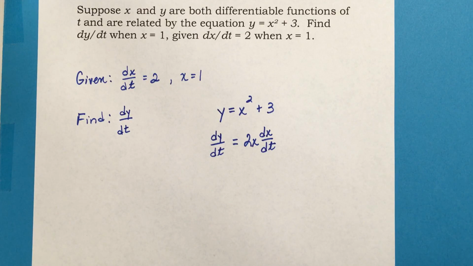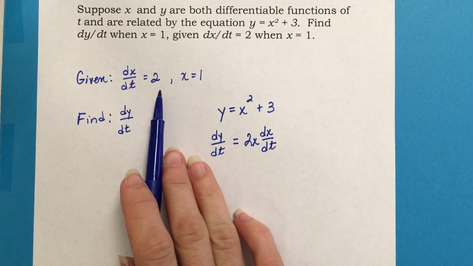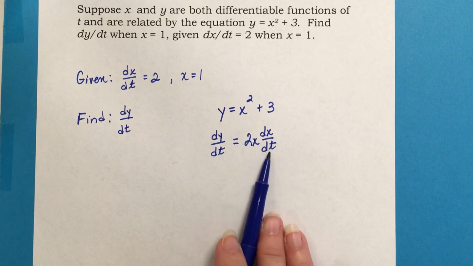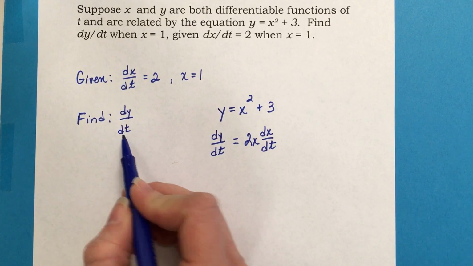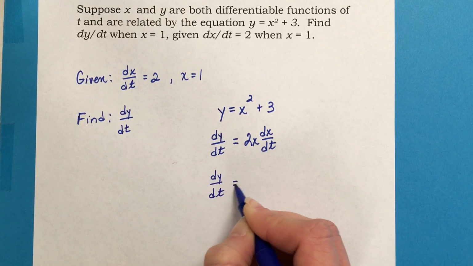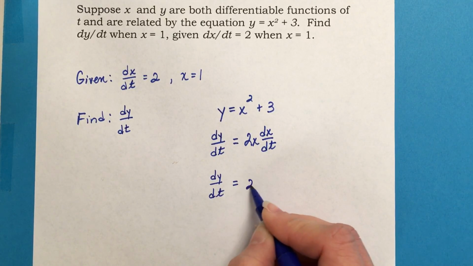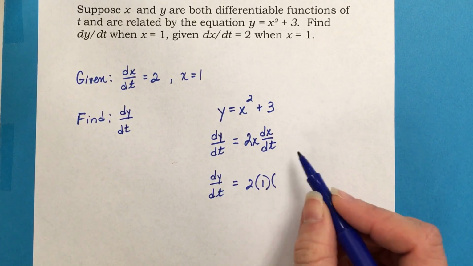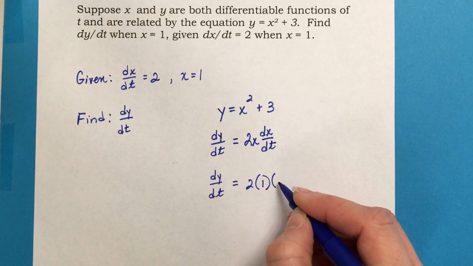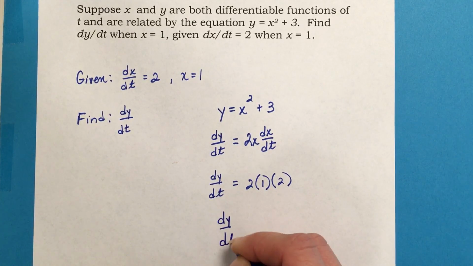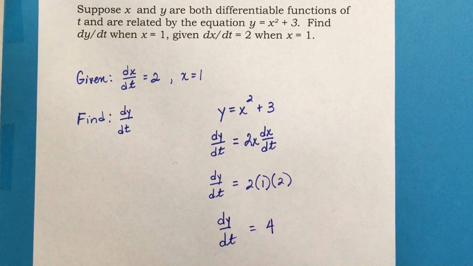Step 4 is to substitute in all known values. So we know that dx dt is 2 and that x is equal to 1. So we substitute these values in. Of course, we're trying to find dy dt, which happens to already be on one side by itself, so there's no need to move anything around. So I replace x with 1, and dx dt is equal to 2. Therefore, dy dt is equal to 4.